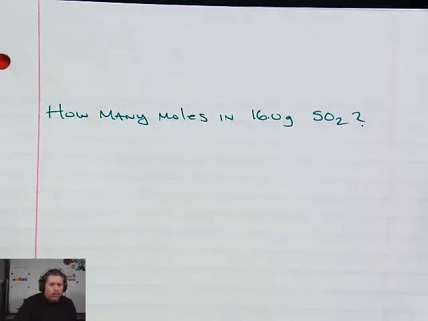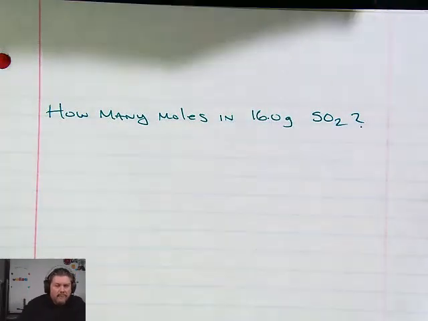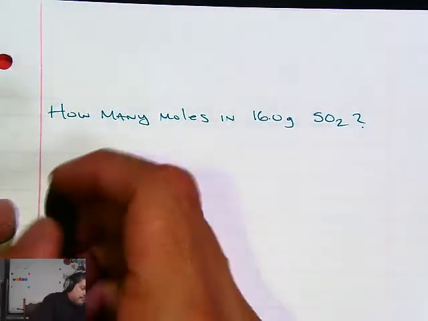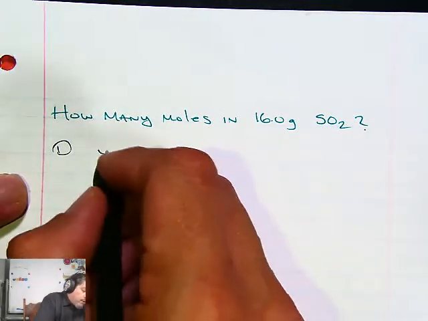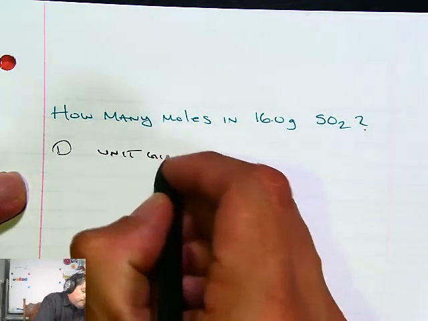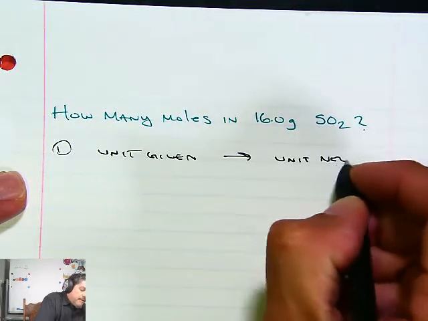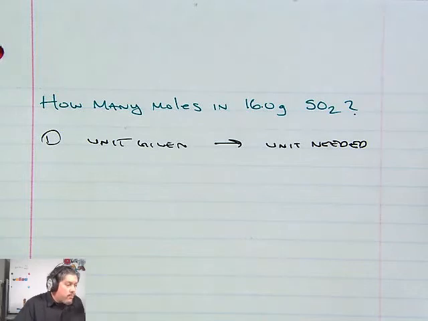Here's a typical wording. How many moles in 16.0 grams of sulfur dioxide? So instead of panicking, we're just going to follow our 3 steps and see what happens. Our step 1, remember, we want to figure out what's going on. What is our unit given? And we also want to figure out what is the unit that is needed. Okay, it's basically start and end. Where are we starting and where are we heading? Where do we want to end?